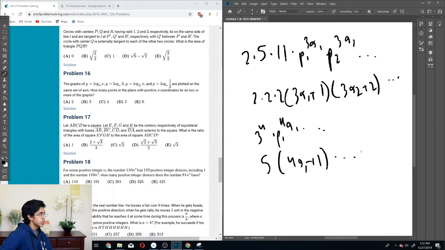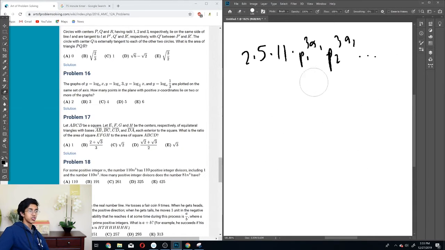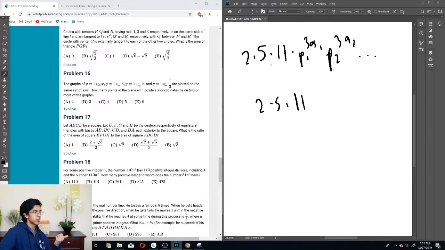Okay, wait, how did that work? 110 is divided by 10 to get 11. So 2 times 5, oh, bruh. Okay, so basically this is not necessarily true. Hold up. Because P1 and P2 could be 2 or 5 or 11, and I think they have to be. So in order to get 110 positive integer divisors, you have to have 2 times 5 times 11. So if you want to find P1, then P1 is going to have to be, that works, okay.